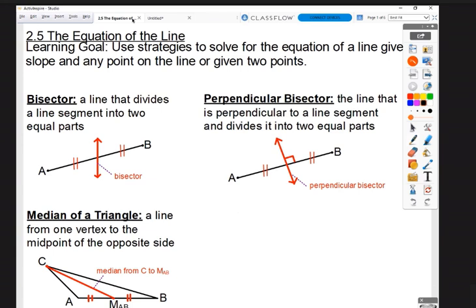Oh, nice. Lots of highlighting there. I love it. Okay.